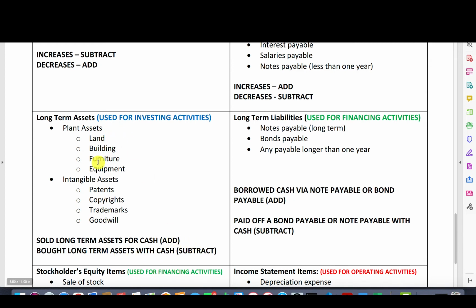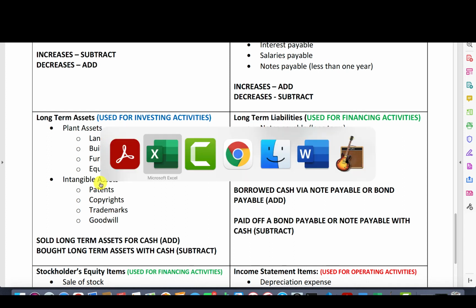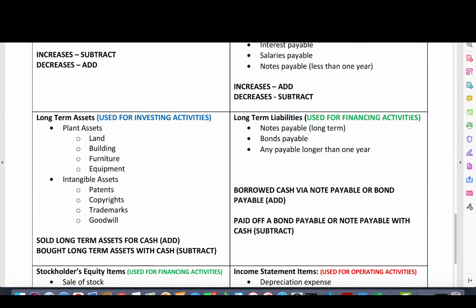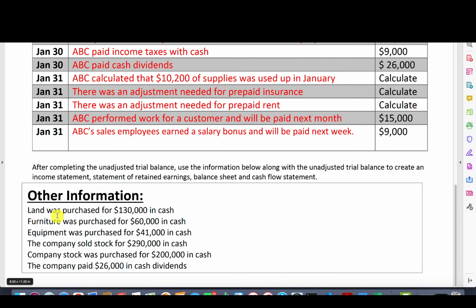So here is all our long-term assets. Anytime we buy something, we're going to subtract. Anytime we sell something for cash, we're going to add. So to do this problem, we have to look at the actual bottom section here. We're only going to look at the long-term assets. Land is a long-term asset, furniture is a long-term asset, equipment is a long-term asset. Stock and dividends aren't. So it's just these three.